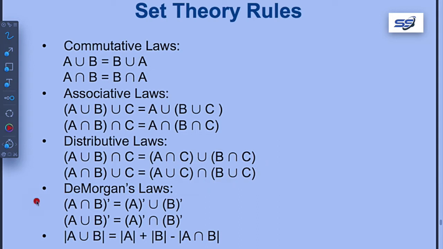Now De Morgan's law: (A intersection B) complement is equal to A complement union B complement. (A union B) complement is equal to A complement intersection B complement. Also, the cardinality of A union B is equal to the cardinality of A plus the cardinality of B minus the cardinality of A intersection B.